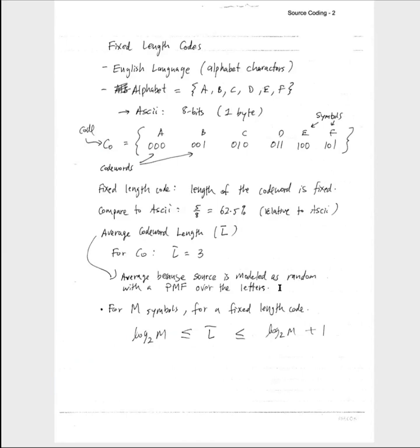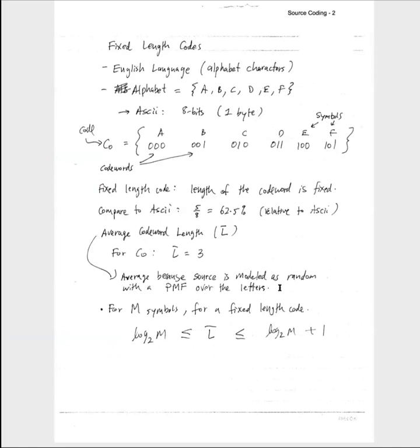Okay, the English language consists of alphabet characters, A through Z, 0 through 9, and the punctuation, right? For my example here, I'm just going to say, suppose I have a 6-letter alphabet, A through F. The first thing I'm going to look at is what's called a fixed length code. So a fixed length code maps these alphabet characters, or more generally, we'll call them symbols, to bits.